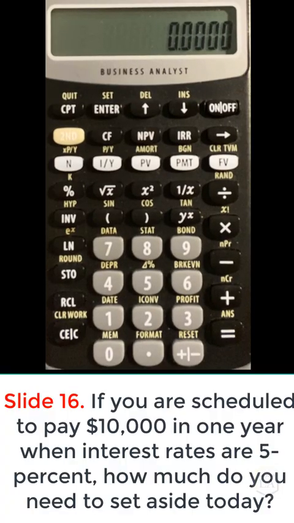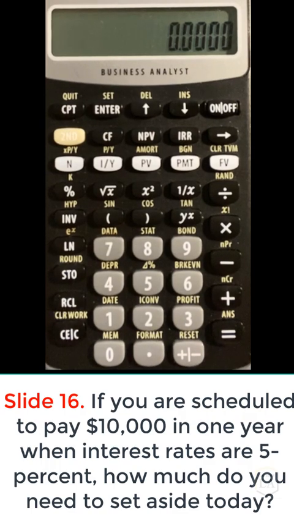Now, why don't we move on to the present value problems? So let's say you want to have $10,000 in 1 year, and the interest rate is 5%. How much do you need to save today? Okay, so you need to have $10,000 in 1 year.